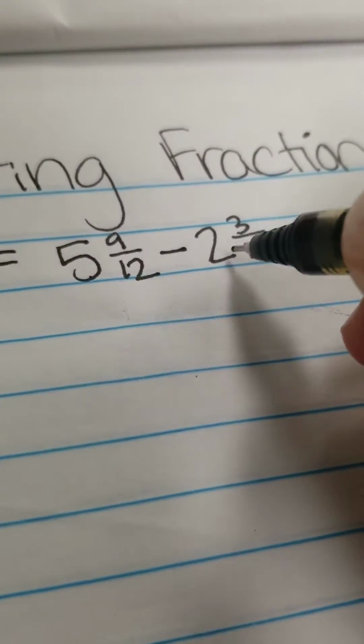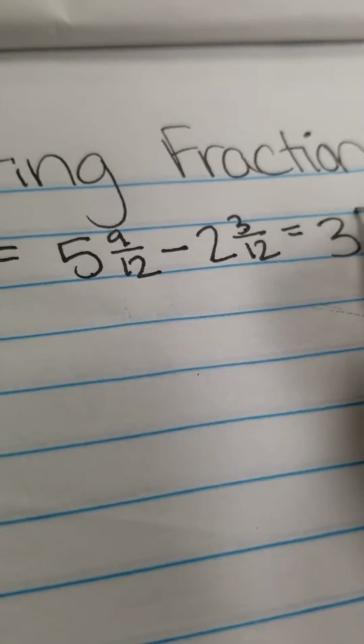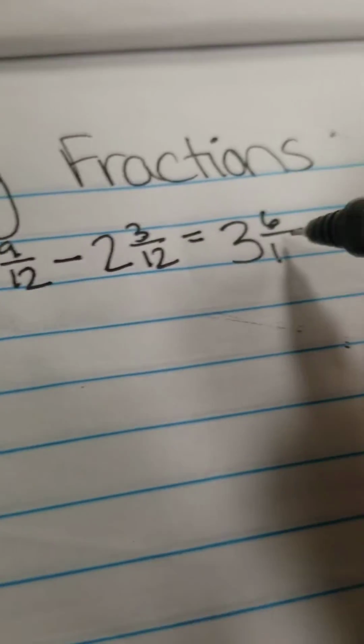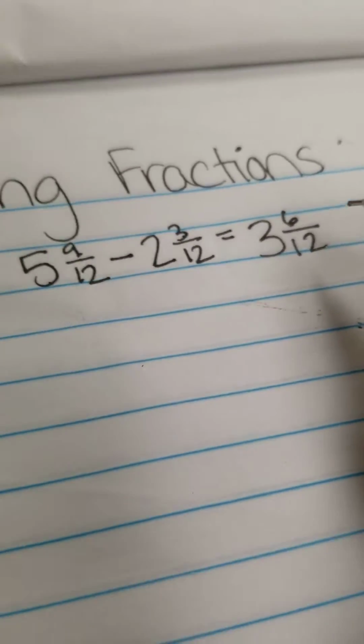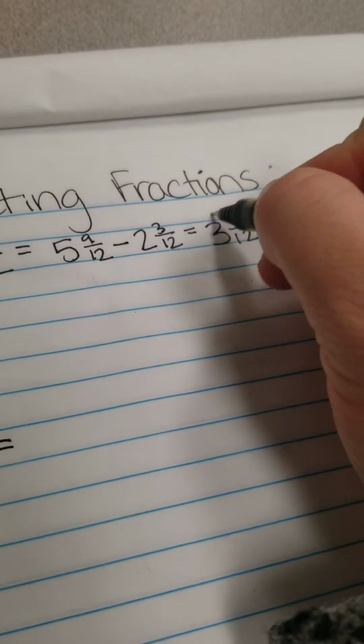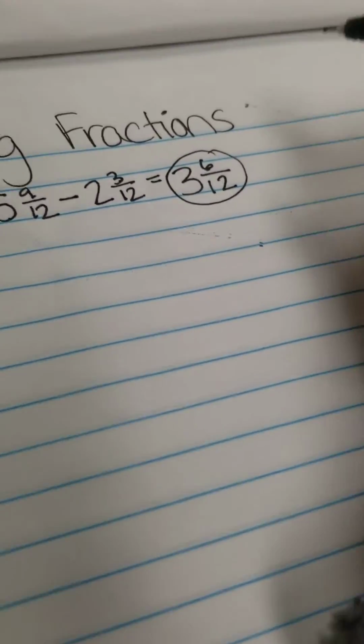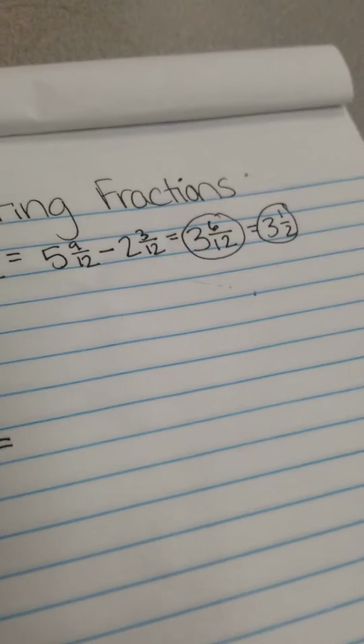Okay, now I just do 5 minus 2 is 3. And I subtract my numerators. 9 minus 3 is 6. And my denominator always stays the same. Okay, so this is my final answer, 3 6/12. A lot of times you can simplify that. 3 6/12 is equal to 3 1/2. So that's also an answer possibility.